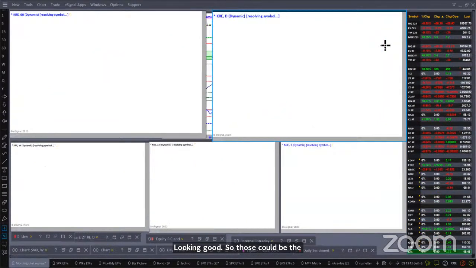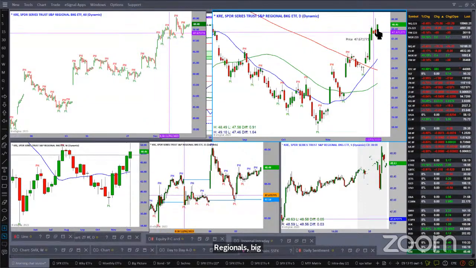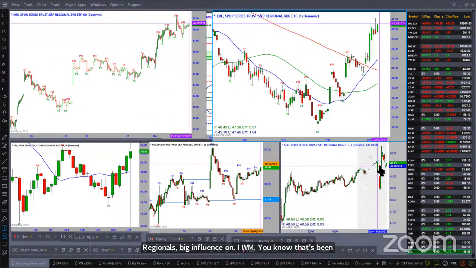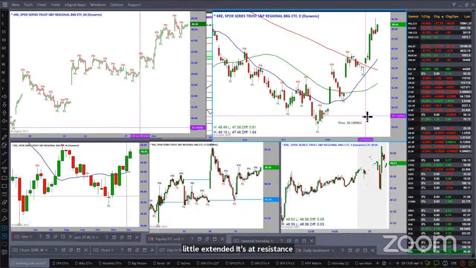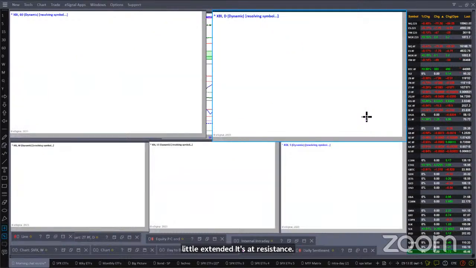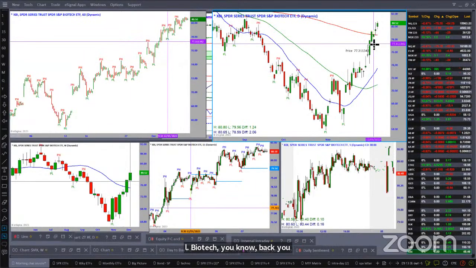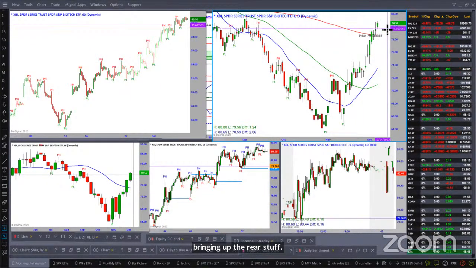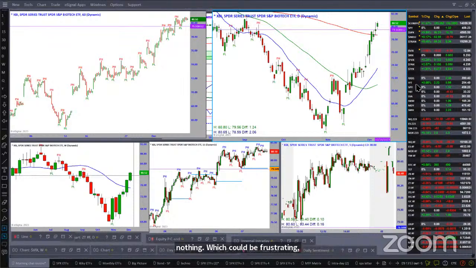KRE, regionals, big influence on IWM. That's been strong. Topping tail, no follow through as of right now. Little extended. It's at resistance. Not ideal. Biotech, back here we were talking about bringing up the rear stuff. Well, they brought up the rear and they're at resistance. So no matter where we look, there's nothing that says these are high probability setups. Actually, some of them are just no setups. There's nothing, which could be frustrating, but there's nothing there to act on.